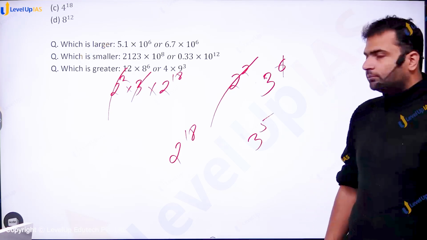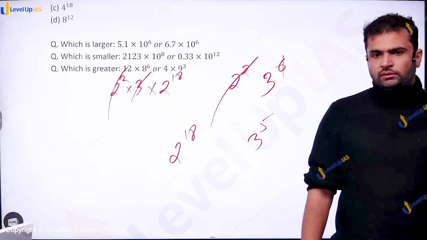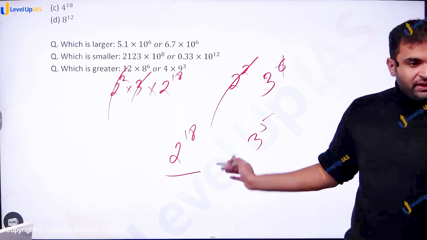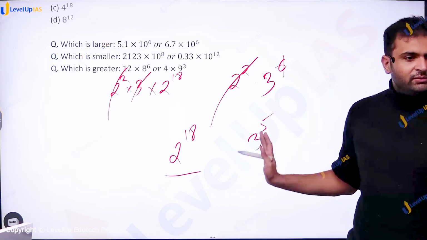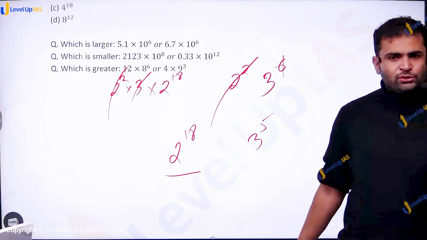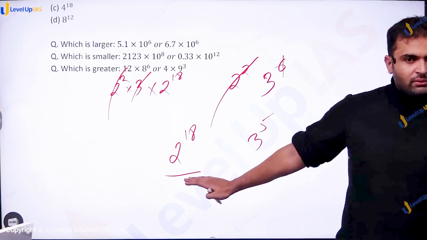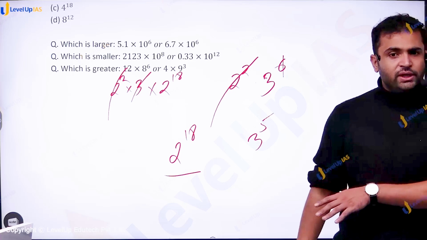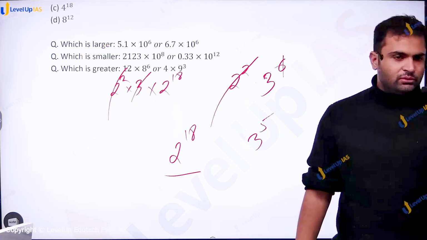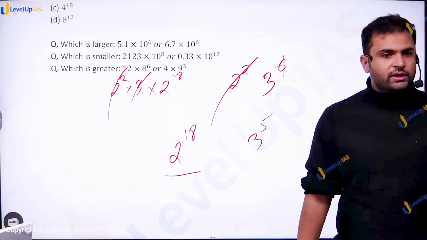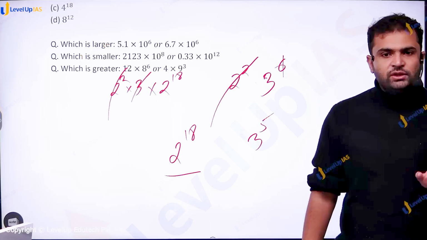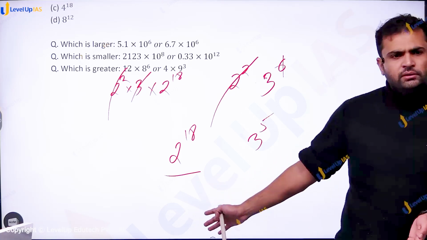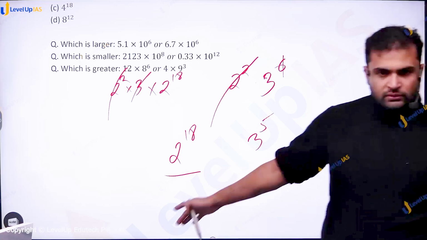Which is greater? Definitely this. This is 243 into 3. This is 600 something maximum. But 2 raised to 18 is a big number now. 2 raised to 6 is 64. 2 raised to 7 is 128. 2 raised to 8 is 256. 2 raised to 9 would be 500 something. 2 raised to 10 is 1024. Right?